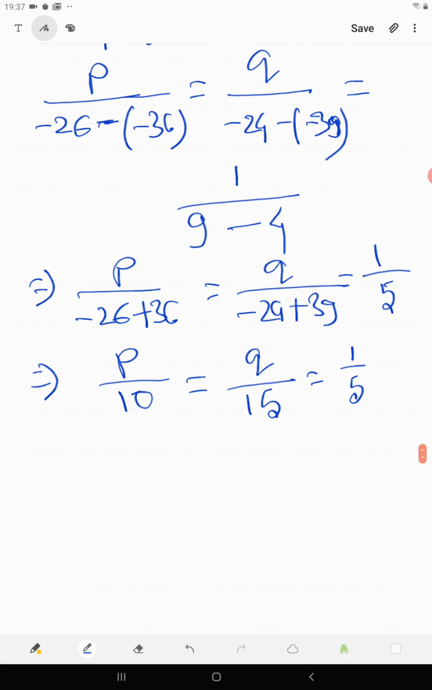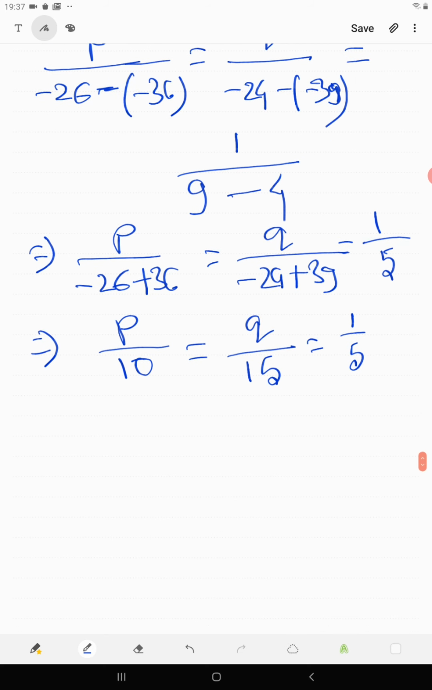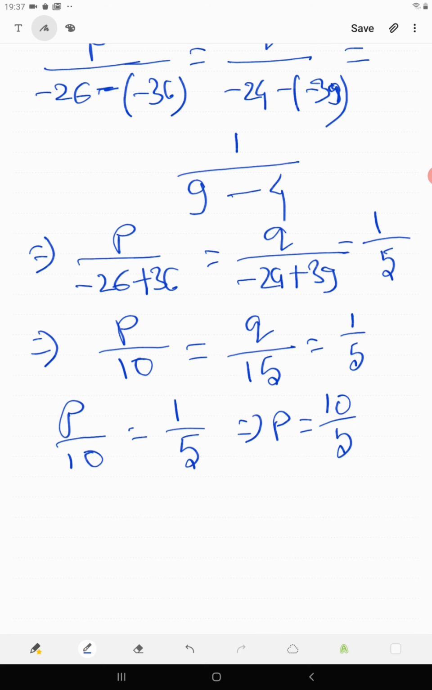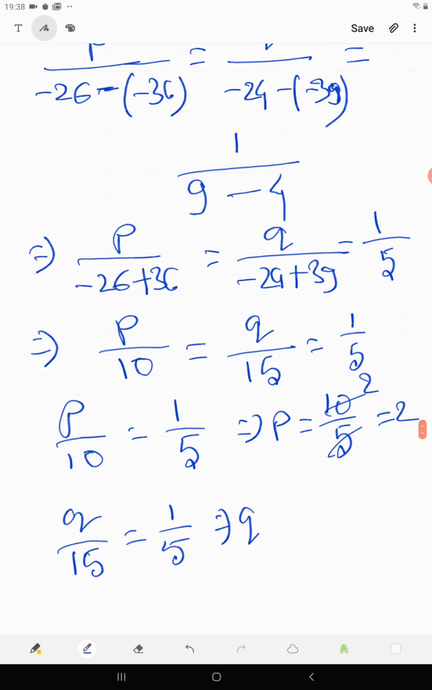So to solve p, I'll remove q by 15. So we can say p by 10 equals 1 by 5. This gives p equals 10 by 5. 10 I am taking towards the right, so it will go to the numerator. 5 2s are 10, so I got 2. Similarly, q by 15 equals 1 by 5. So q equals 15 by 5. 5 3s are 15, so we got q equals 3.